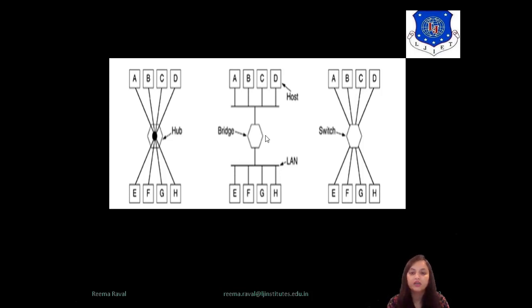The next over here is indicated bridge and it is connected using the LAN cables to the hosts, and the last is switches to connect the different end communication devices. Okay, so I hope this network connecting devices concept, its types and the difference between these are clear to you now.